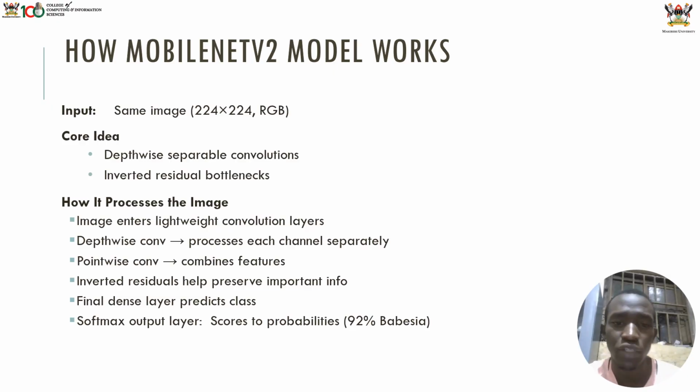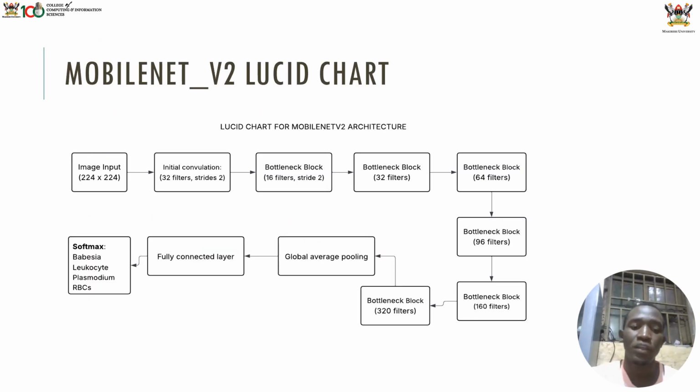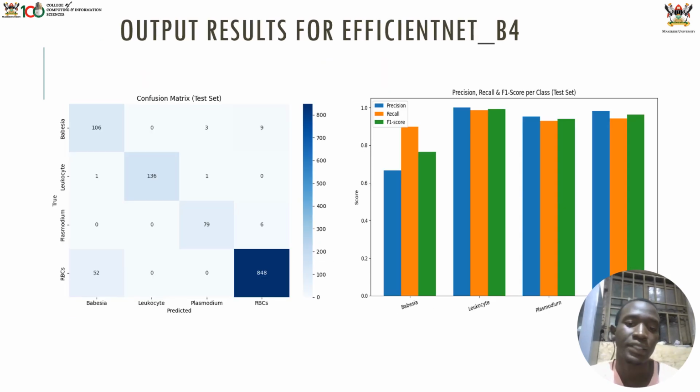After that, the pooling reduces the spatial dimensions, and then finally we have the fully connected layer, which makes the prediction and outputs it in a softmax layer in a probability format of the scores for each class. Then you have our results and charts. So we have some of the output results for EfficientNet B4, which emerged as one of the best models when I was training.